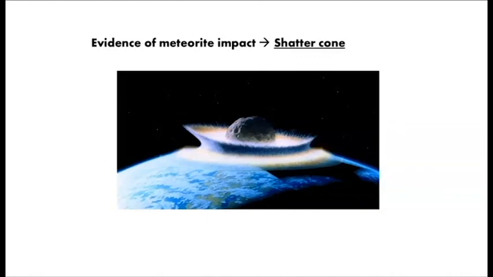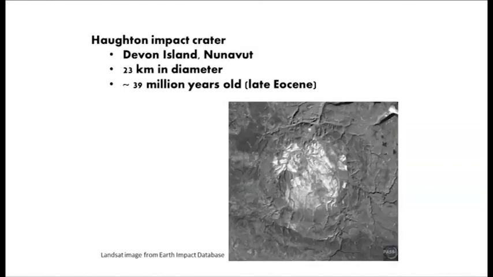Now, there are many such impact craters across the Earth. Many are buried within the sedimentary succession. Some are exposed at the surface. There's a really famous one called Meteorite Crater in Arizona. It's exposed right at the surface, and it's spectacular. And this particular one is taken from the Houghton Impact Crater on Devon Island in Nunavut. Now the Houghton Impact Crater is about 23 kilometers in diameter, so it's pretty big, and it's about 39 million years old. So it happened after the big one that killed the dinosaurs.